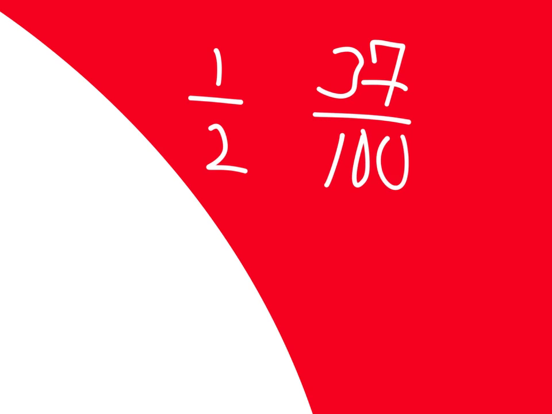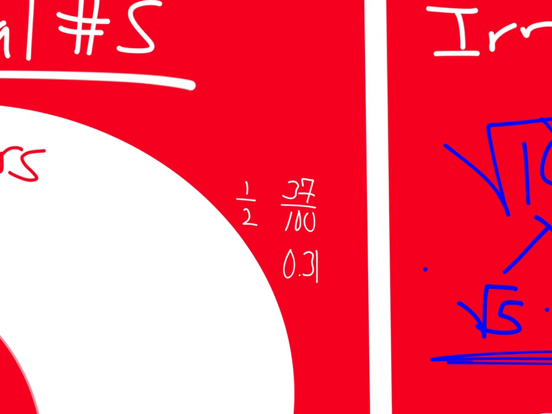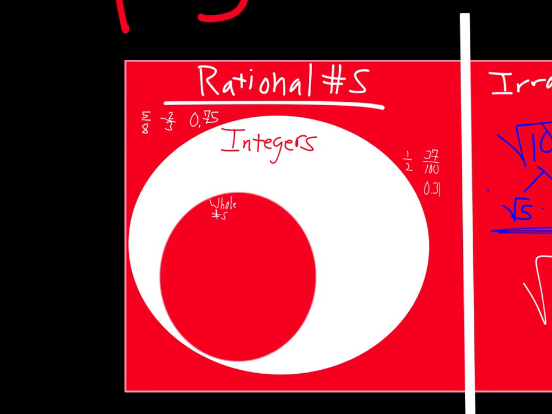Oh, yes. And then, of course, regular fractions like 1/2 or 37 over 100, or something like that, all right? Or a decimal of 0.38 or 0.31, sorry. Either way, these are all rational numbers.